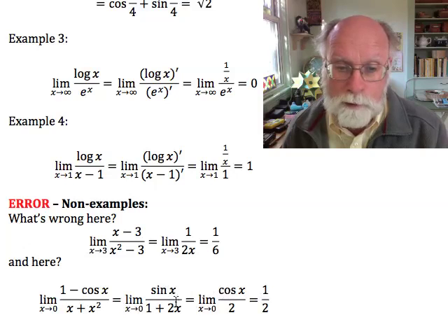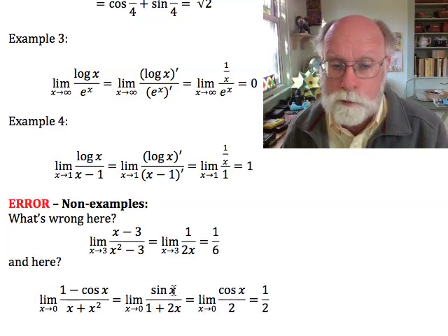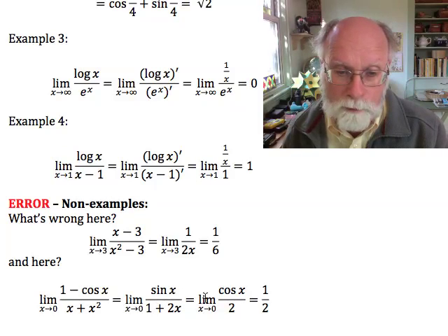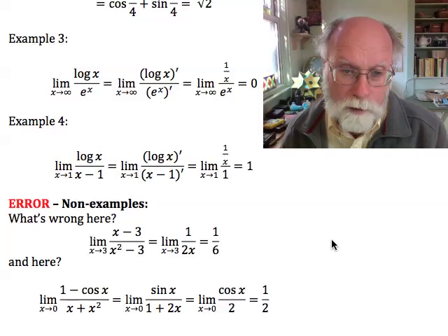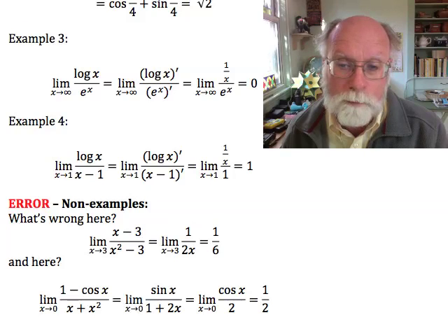We were not really allowed to do that second L'Hopital, because as x goes to 0, the numerator goes to 0, but the denominator goes to 1. So this is what's wrong. You cannot use L'Hopital here. So you will get wrong results if you apply L'Hopital to forms that are not indeterminate, and it's important for you to be careful about that.